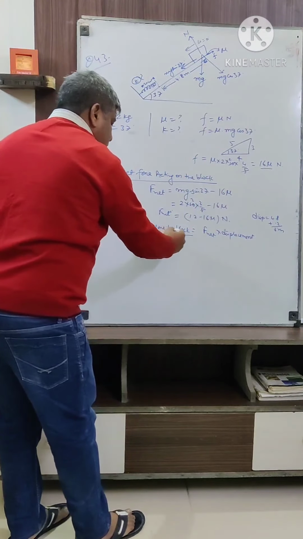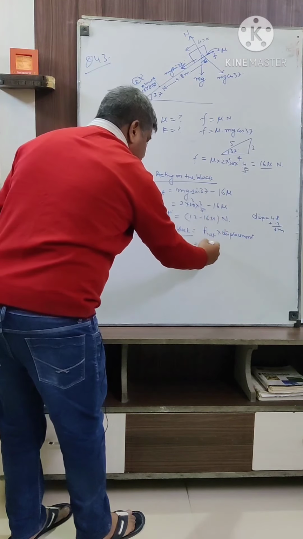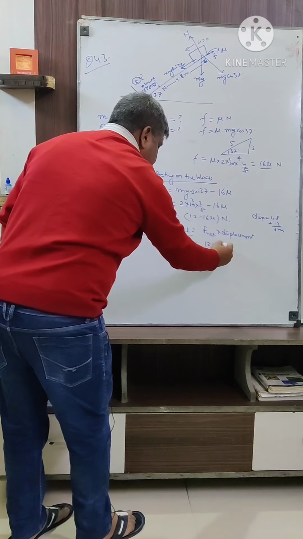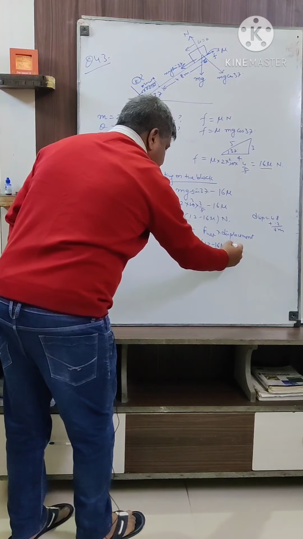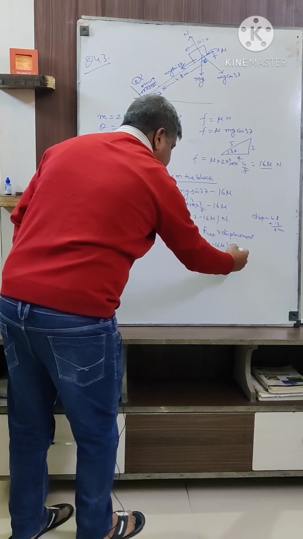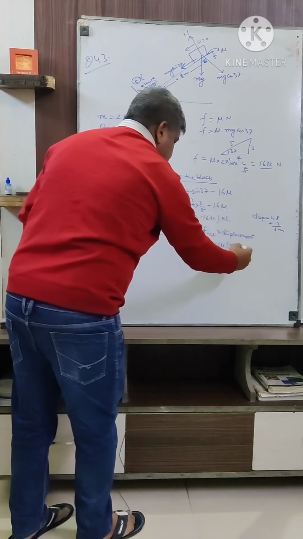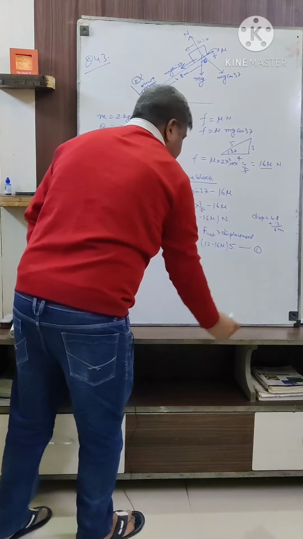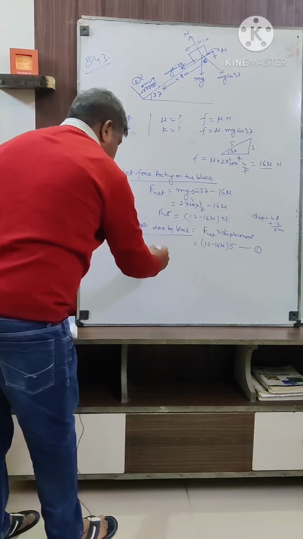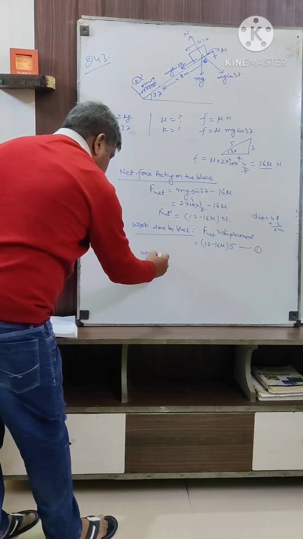So the work done by the block is the net force, 12 minus 16 mu, times 5. This is the work done, and this is the first equation I am taking. And now the work done by the spring, the work done on the spring.